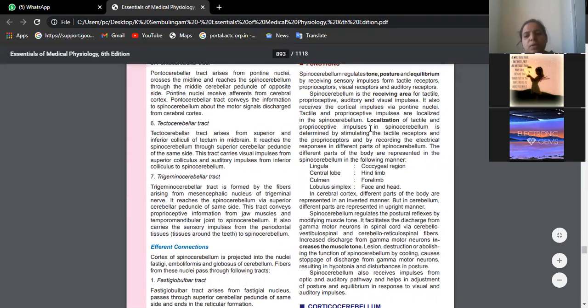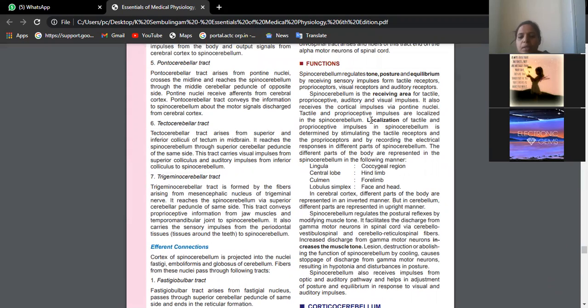It is also concerned with the regulation of tone, posture, and equilibrium. That means it is the chief area where all sensations are being received. That's why it's a receiving area for tactile and proprioceptive impulses.